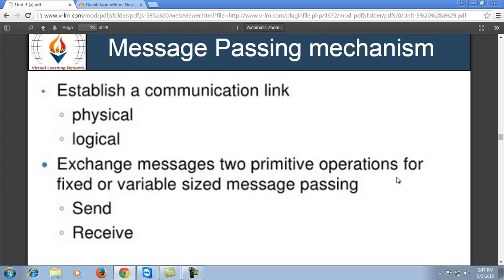In exchanging messages, there are two primitive operations for fixed or variable sized message passing, that is send and receive. If we are sending some data, we need to send an acknowledgement for the send, and if we are going to receive the data from the second end, then we require a receive kind of acknowledgement. After the communication is established and completed, we have to send an acknowledgement, so that the other person knows the communication is going to be closed.